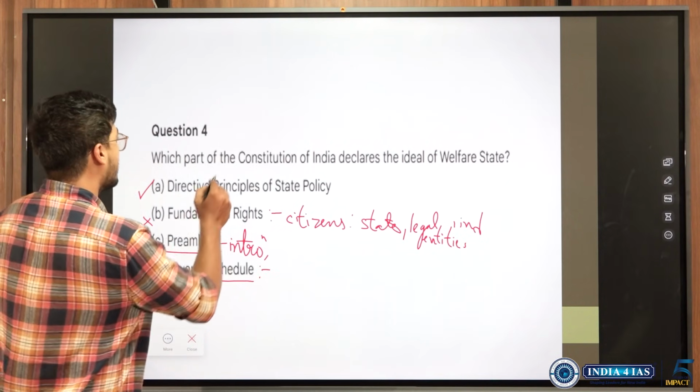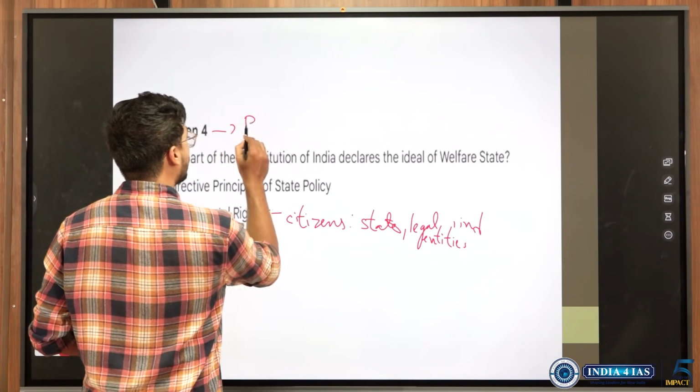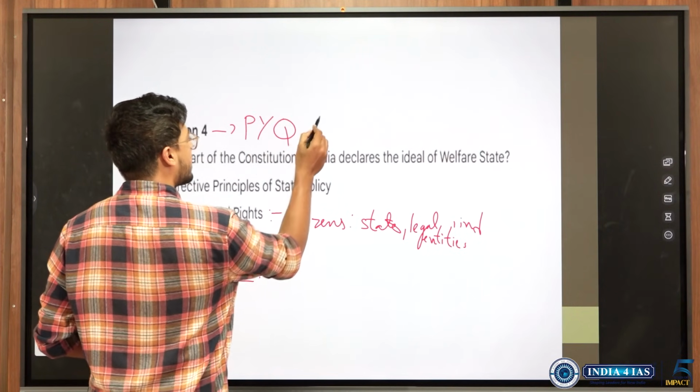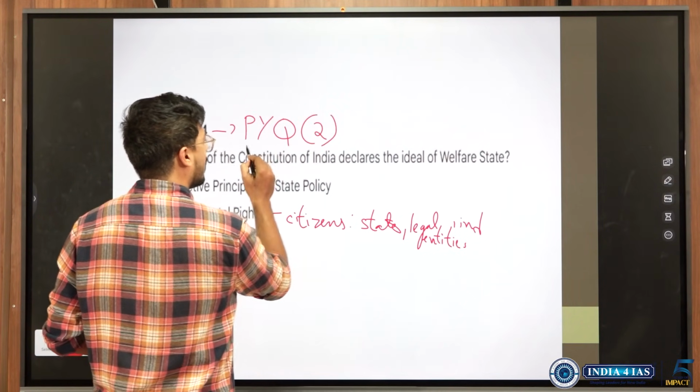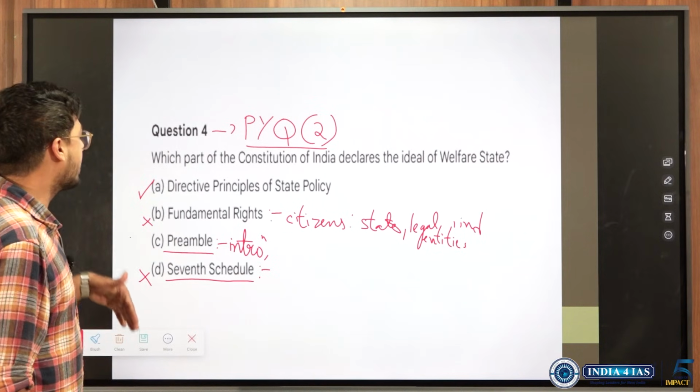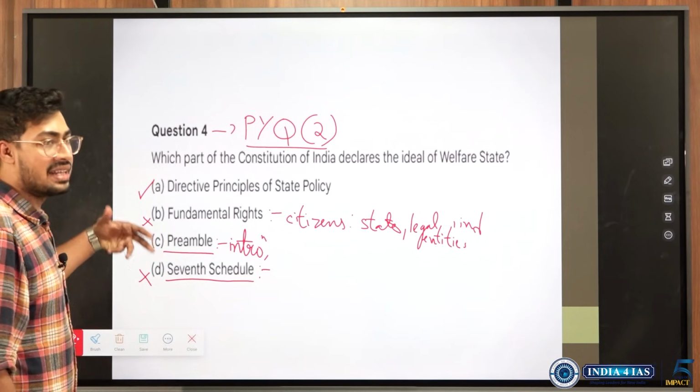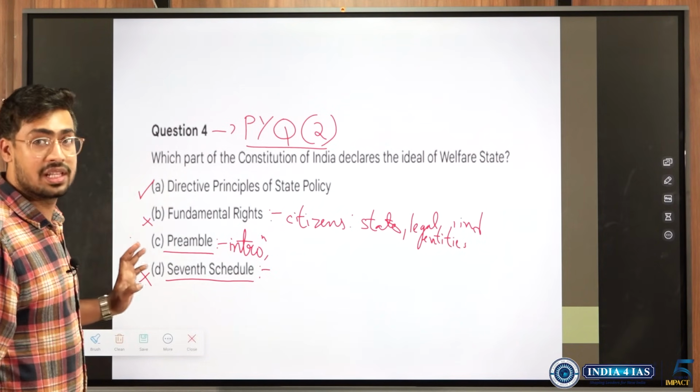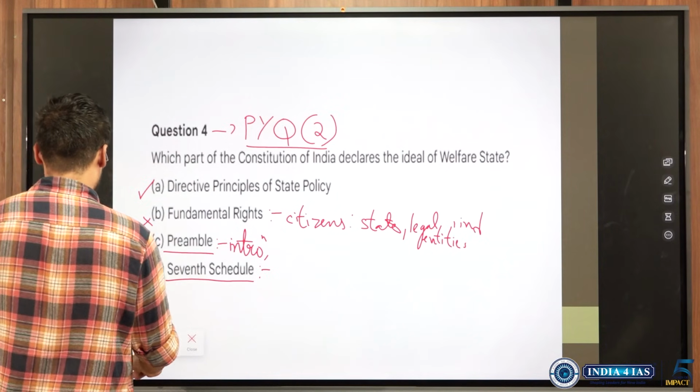Now this question has been picked from the PYQ and it has appeared in PYQ twice. So if there was confusion, it should only have been between DPSP and preamble. The answer is DPSP. You should not be confused even about that, right?